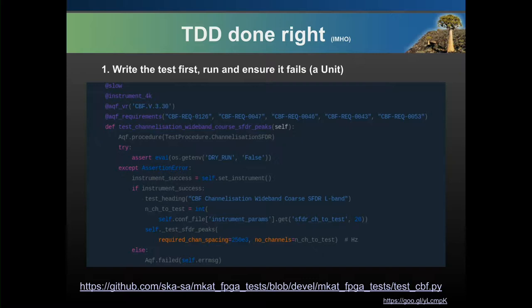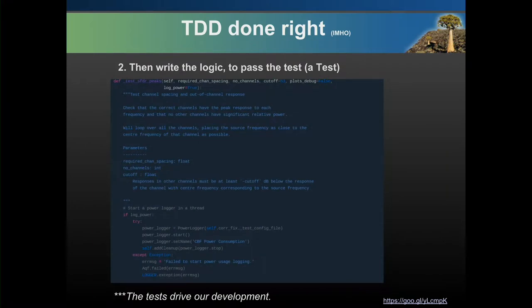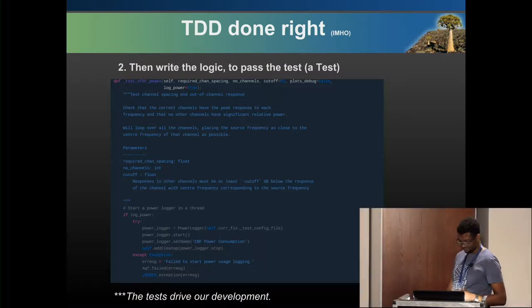Test-driven development asks developers to write tests first, and that's what we do. As an example, we might have a method called test channelization, and we add some functionality to that. We compile it, we run it, and it passes.